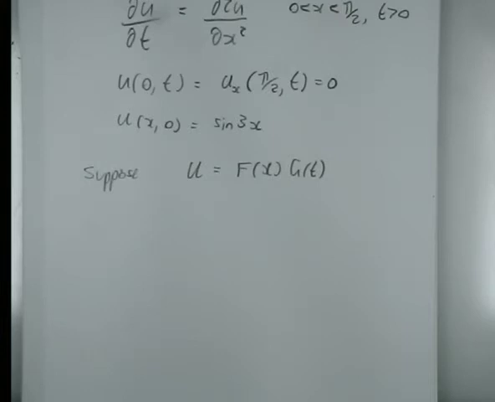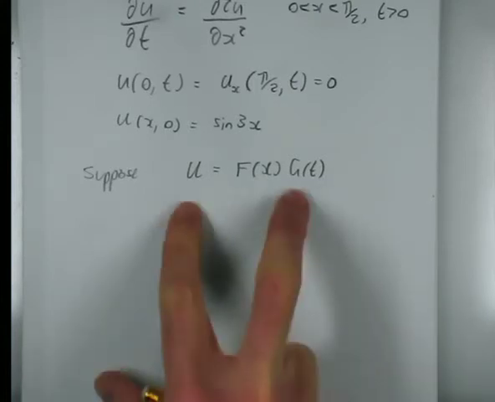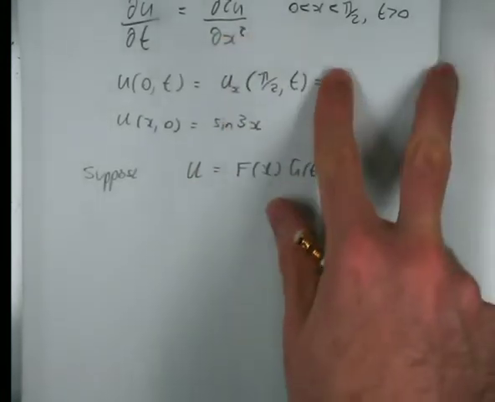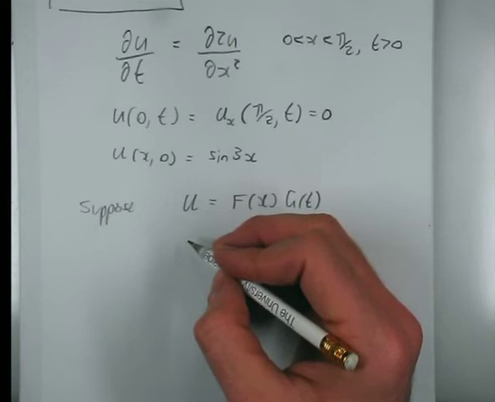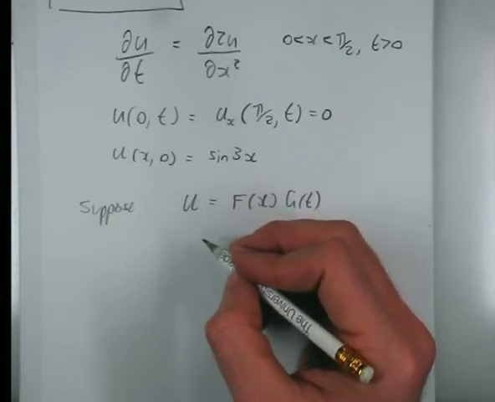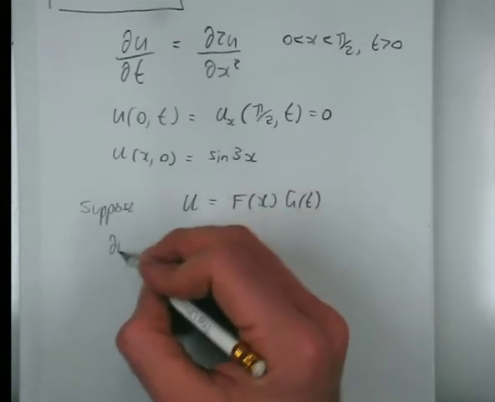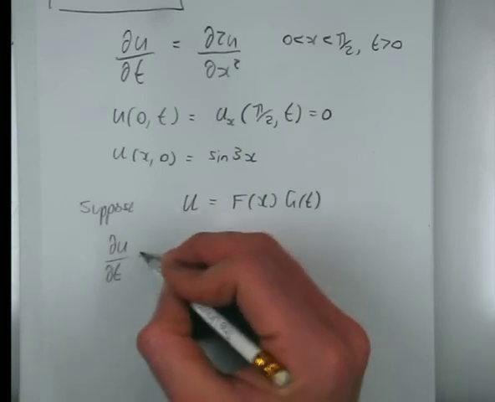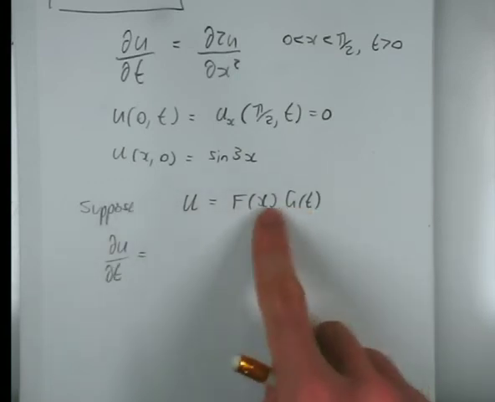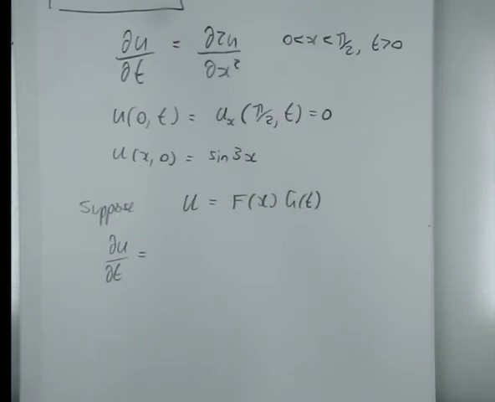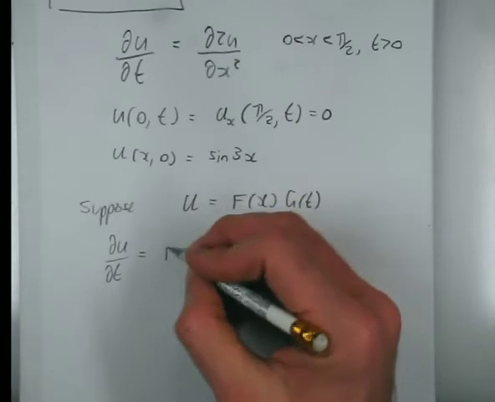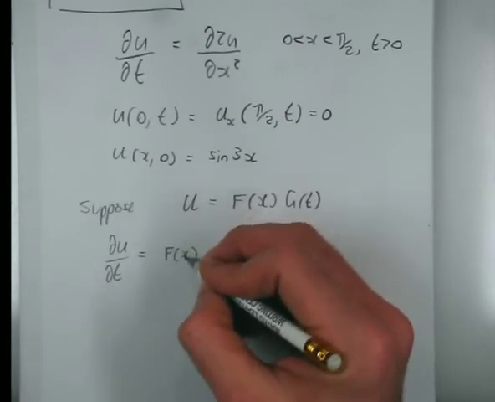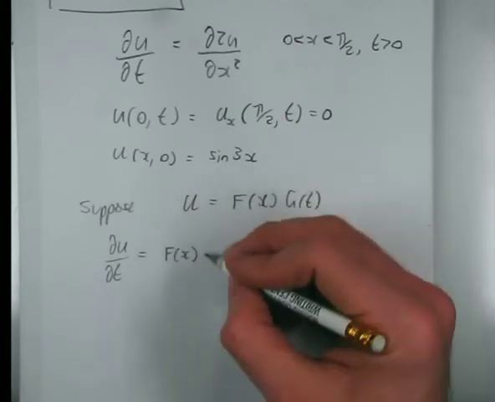Right. So there are two considerations, but before we get to them, we're going to have to differentiate this so that we can sub it in there. This is substitution. So I need to know what du on dt is and what d squared u on dx squared is. So if I differentiate this with respect to t, that f of x counts as a constant because it doesn't have a t in it, and so that will still be there because it's multiplied on, and then the g will get differentiated.